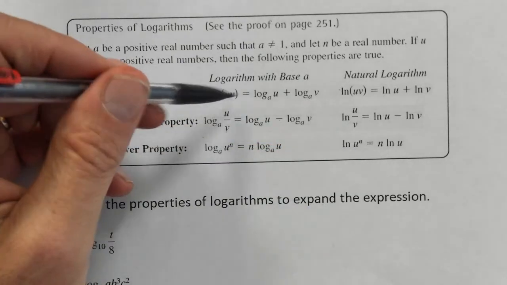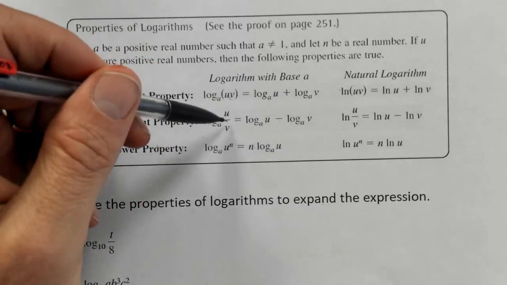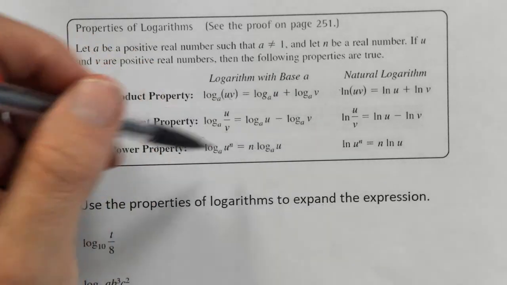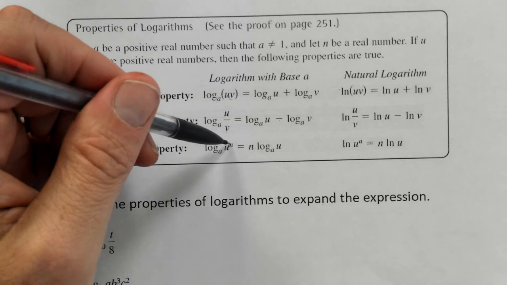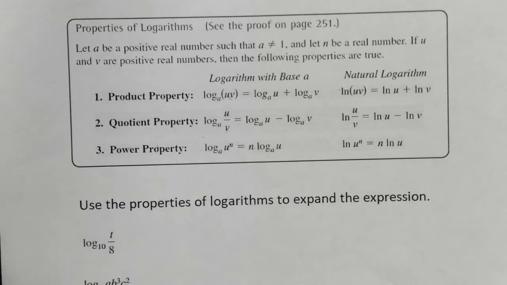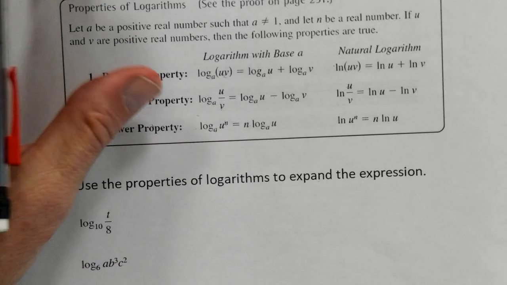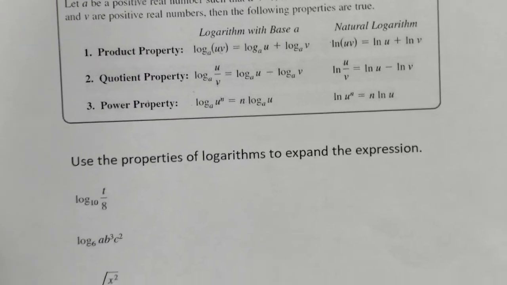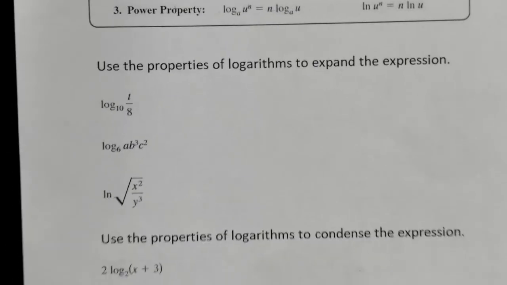So product property, separate them into sums. Quotient property, take the division and separate them into differences. And then power property, you can take the power and multiply it by the front of the function. Okay, so we're going to use these properties now to simplify some logarithmic expressions.